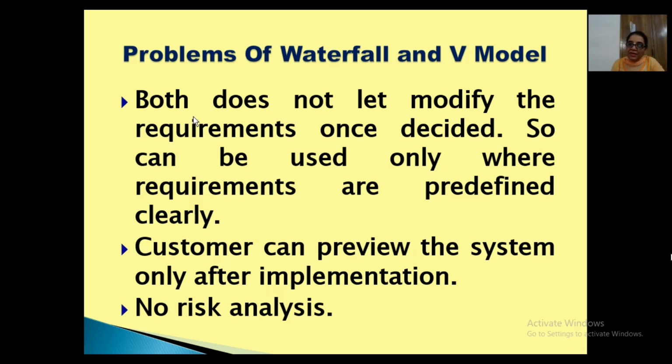Before we move on with the evolutionary prototyping model, let's see the pitfalls of the waterfall and V models, where they were actually lacking. Both of them do not modify the requirements once decided. So you cannot modify the requirements once decided in both these models. This is the biggest drawback, because if a customer wants to modify anything, he or she cannot. So it can be used only where requirements are predefined clearly. In case you have very clear predefined requirements, then only go for the waterfall or the V model.